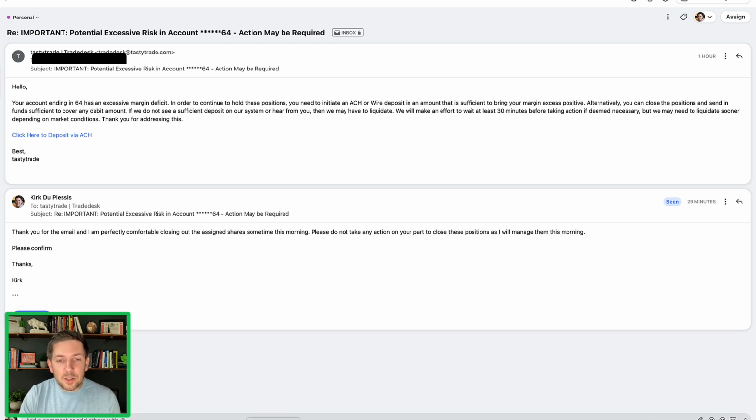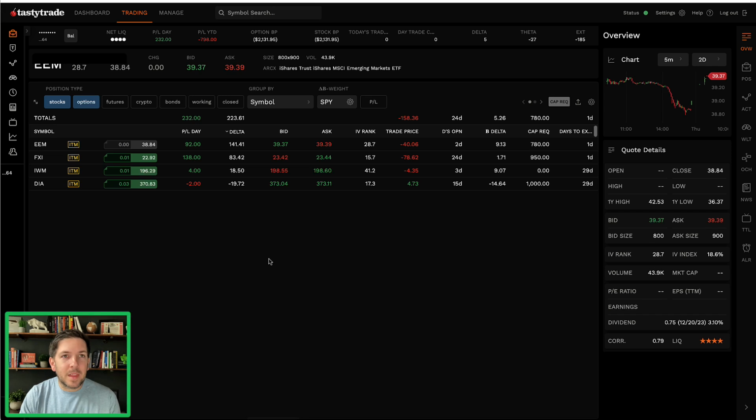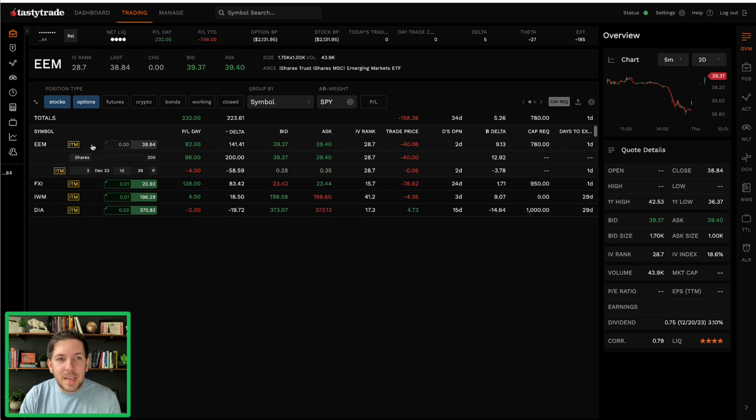Okay, so let's actually jump into tastytrade. And so here is a look at the positions that I have in tastytrade. Again, this is pre-market right now. The market's not open just yet, so we'll just wait for the market to open. I'm just kind of walking through this as we get ready for the market open here. But this is the first position. This is the EEM position.